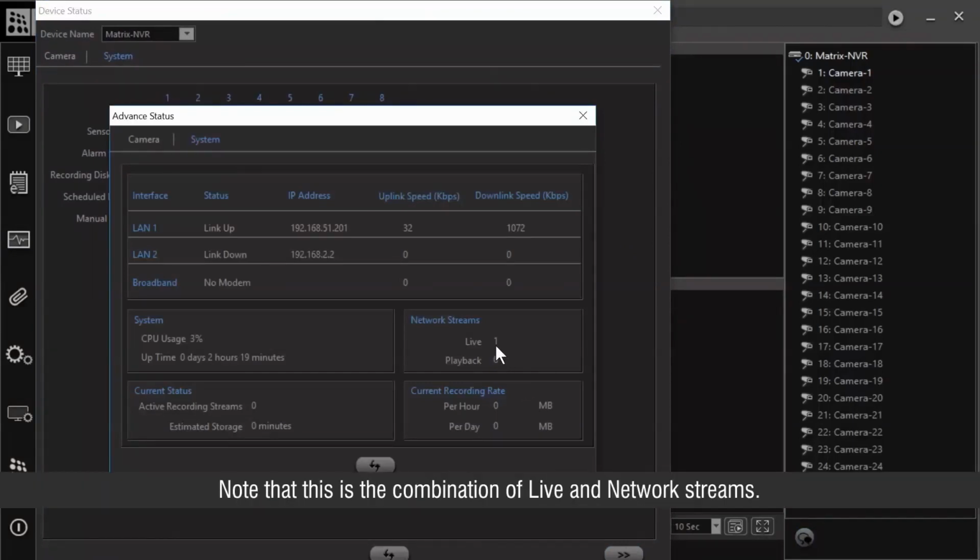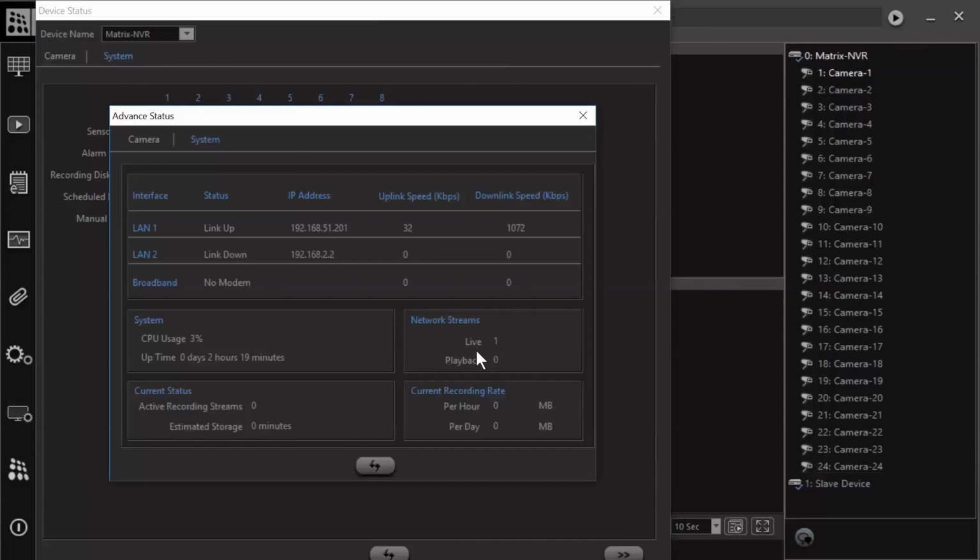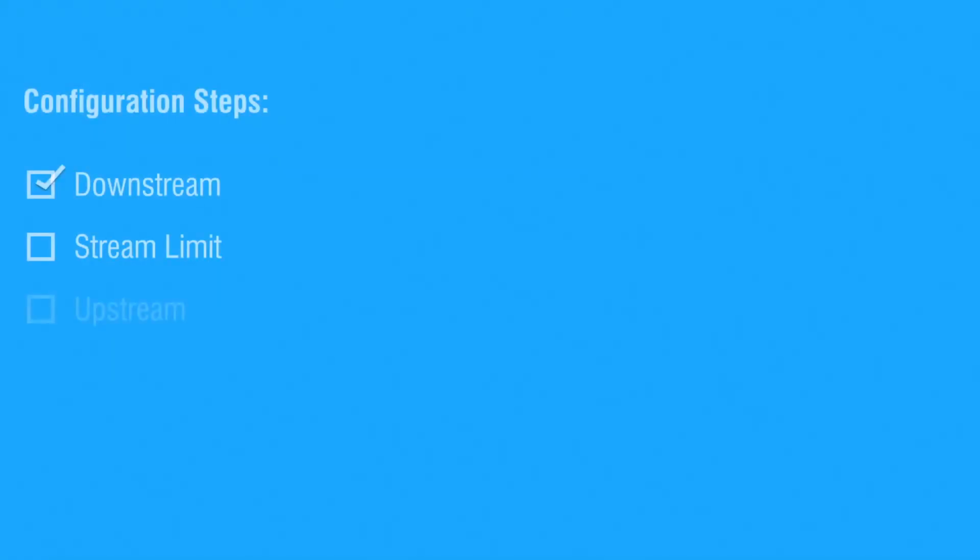Note that this is the combination of live and network streams. Live streams are the ones projected on the monitor connected with the device. Network streams are the ones projected on users' PCs through Satatya device client. This completes the understanding about stream limit.